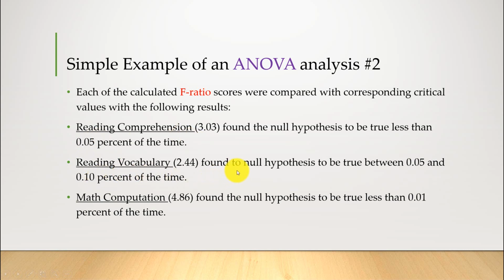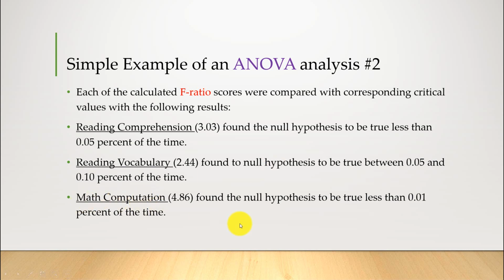Now look at the reading vocabulary. Found the null hypothesis to be true between 0.05 and 0.10% of the time. So that would be greater than 0.05. So what would we do with this null hypothesis? That's right. Accept it. Okay.